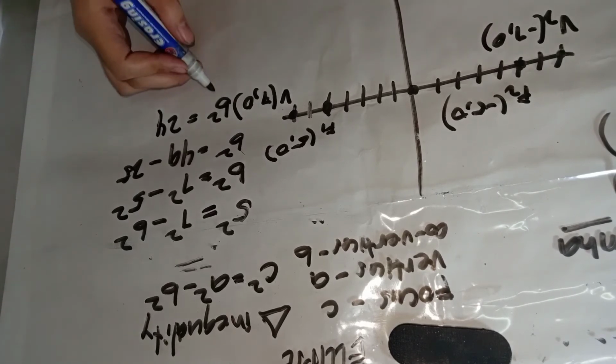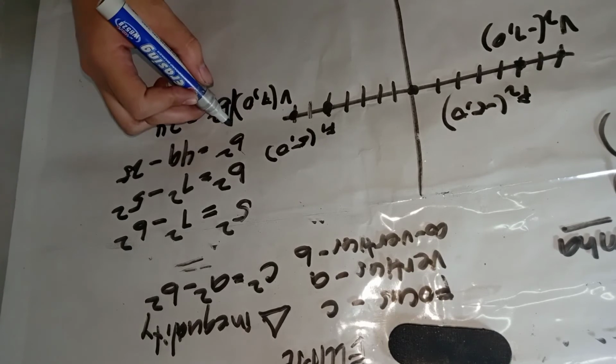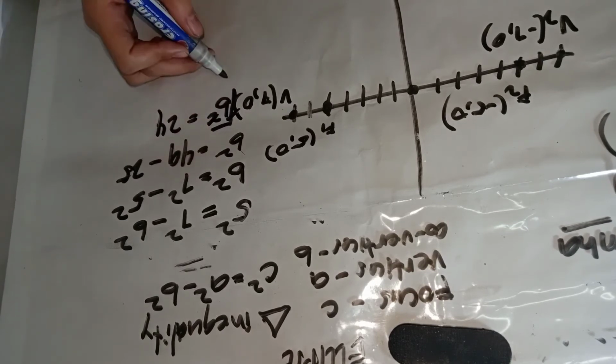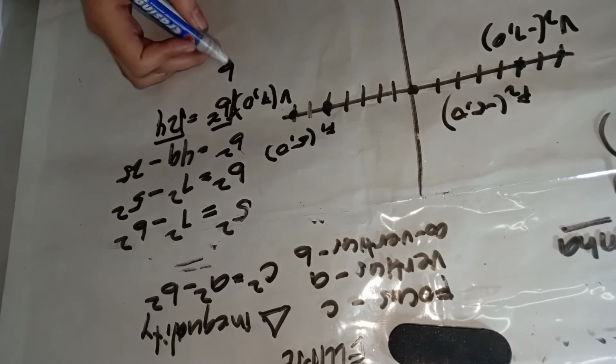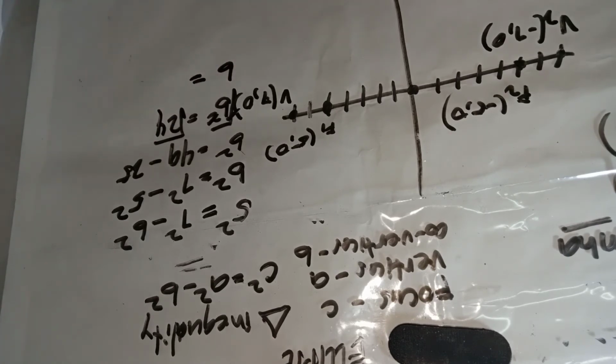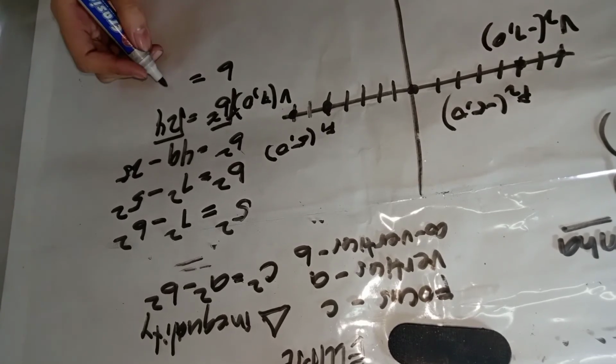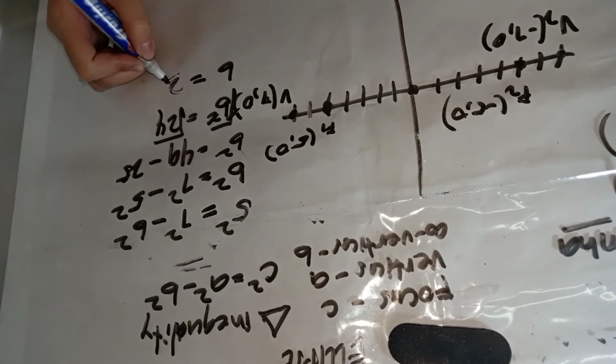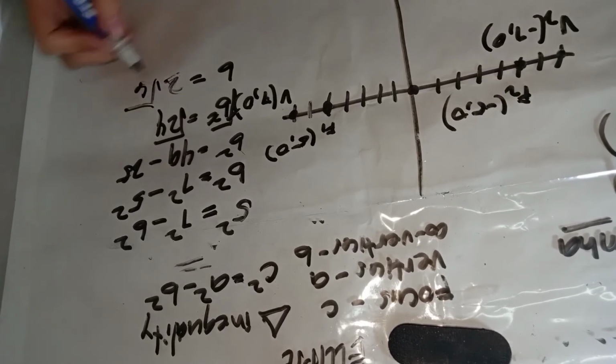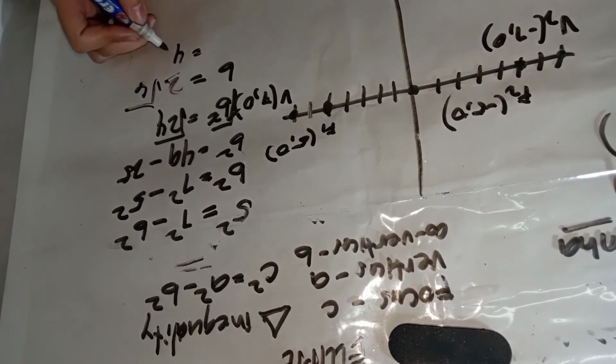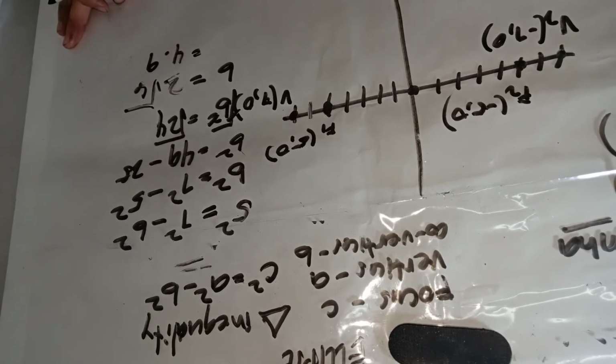So, to get the value of b, just square root both sides. So, b, what is the square root of 24? The square root of 24 is 2 square root of 6, or for decimal, it is 4.9. Okay, round off.